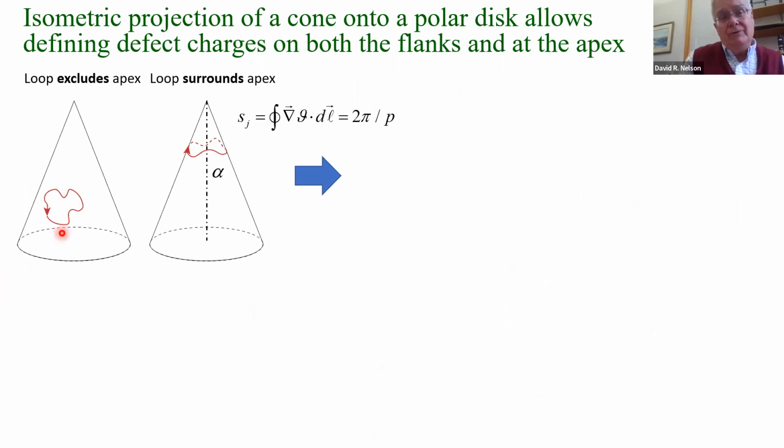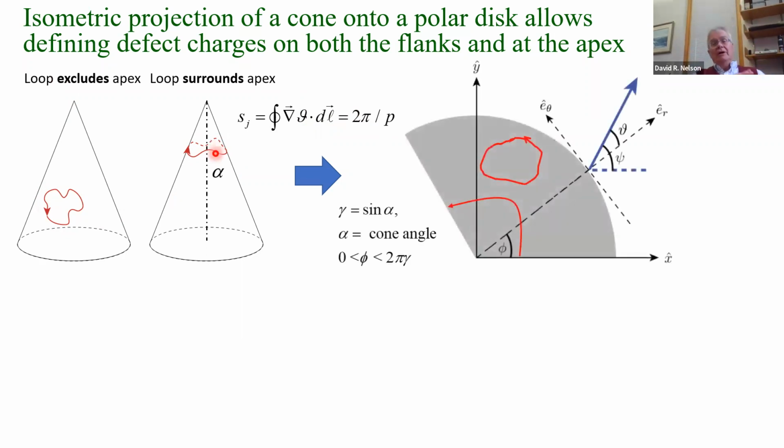But even if we don't worry about the apex, we want to be able to make loops and do these loop integrals to define our defect charges. It's very straightforward on the flanks of a cone. If the loop doesn't enclose the apex, it's a little subtle when it does enclose the apex, but we can handle that as well. And one way to do this is to take these loops and to take these cones and just cut them open and flatten them into a plane. Not the most elegant way perhaps to do it, but it was the way that at least helped illuminate the physics with the free boundary conditions.